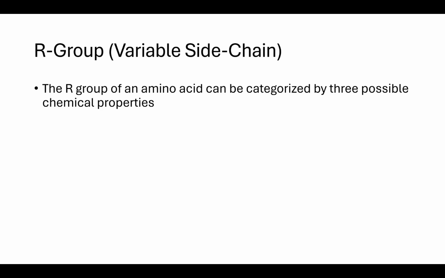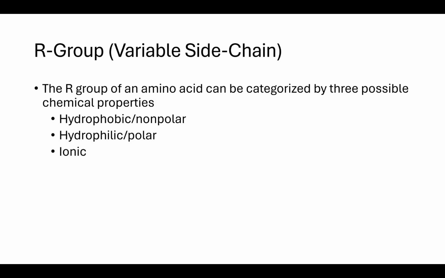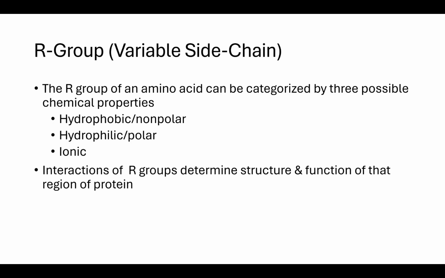R groups come in 3 different types. They can be hydrophobic or nonpolar, same thing. They can be hydrophilic or polar, same thing, and they can be ionic. And based on the properties of the side chain, that's going to affect the structure and the function of any given region of a protein. It is the interactions between these hydrophilic and polar parts, or ionic bonds formed between the ionic groups, or even just the properties of the hydrophobic side chains that help a protein fold into its 3-dimensional shape.